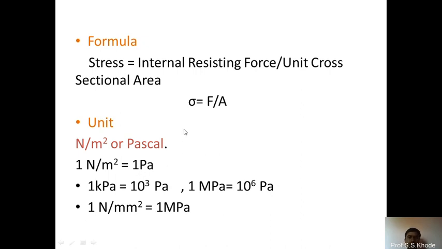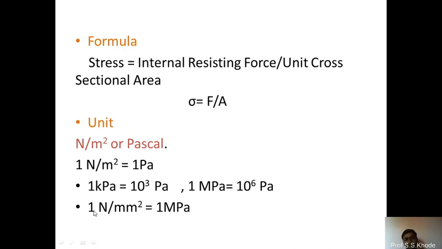I have given here that 1 Newton per meter square is equal to 1 Pascal. But in most cases when we have to find the stress, the area of cross-section is very small, given in terms of mm square, like 1 mm square, 2 mm square, 6 mm square. So we have to calculate the stress in terms of Newton per mm square.